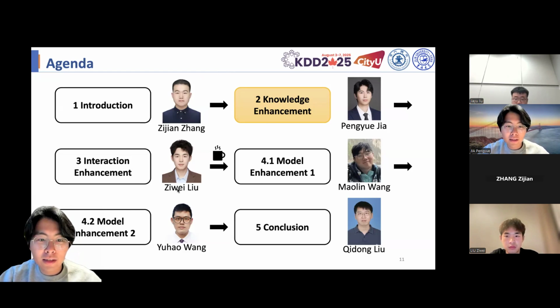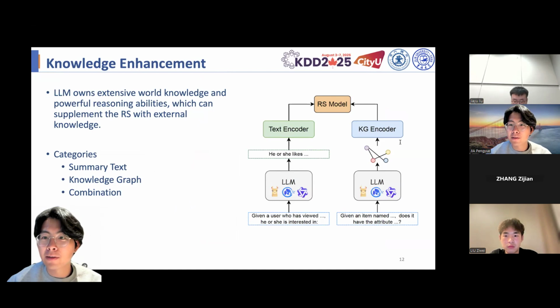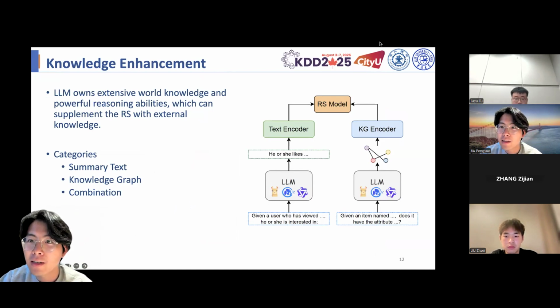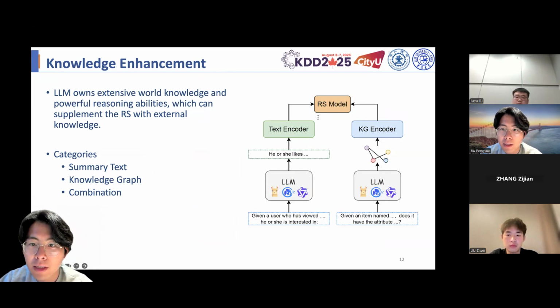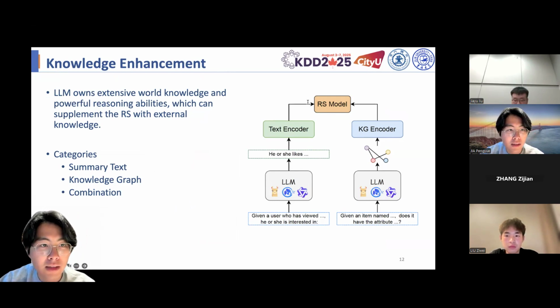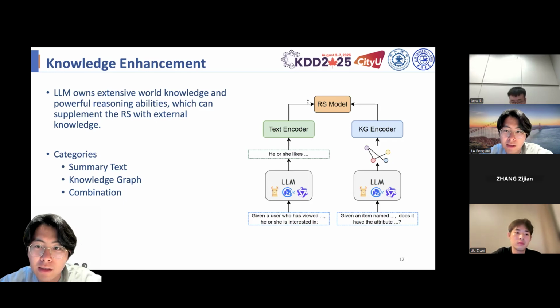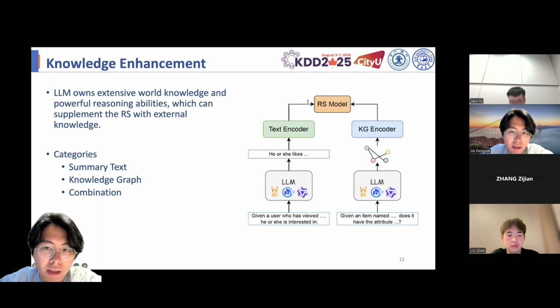Hi everyone. I'm Peng Yuejia from City University of Hong Kong, and I will give the introduction of the knowledge enhancement part. So let me start by introducing the concept of knowledge enhancement in LLM enhanced recommender systems. Traditional recommender systems mostly rely on user item interaction data. However, they often lack external knowledge that is essential for reasoning and understanding user preferences. And LLMs can fill this gap by injecting world knowledge and reasoning capabilities into the RS pipeline.